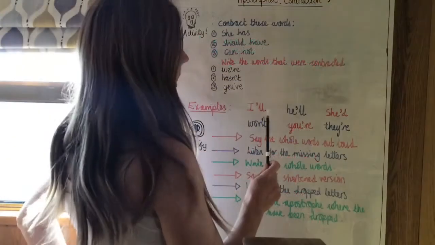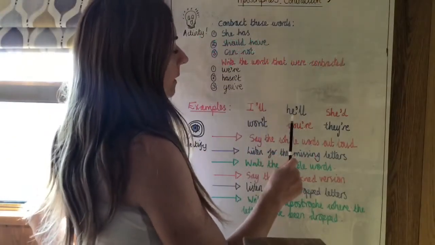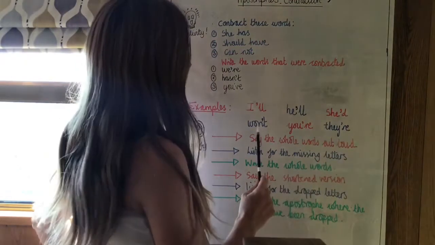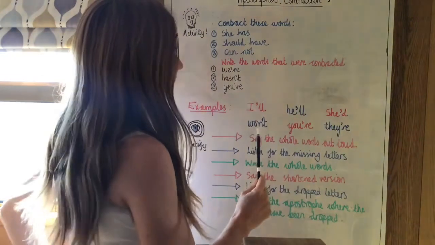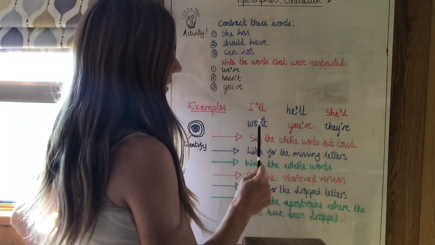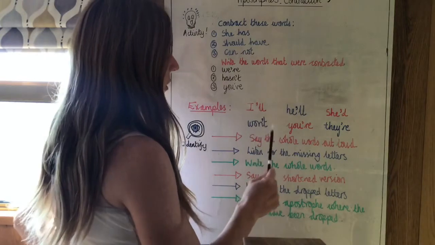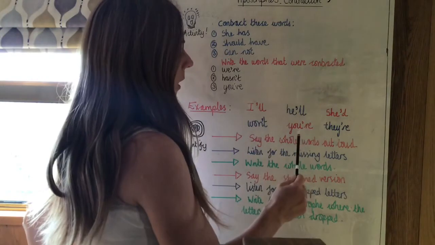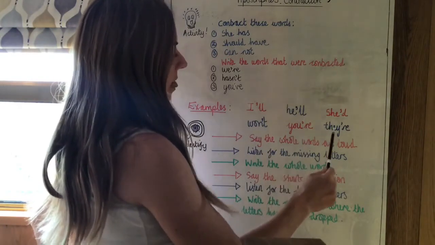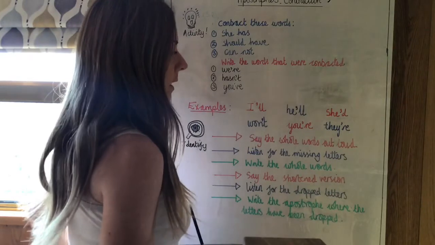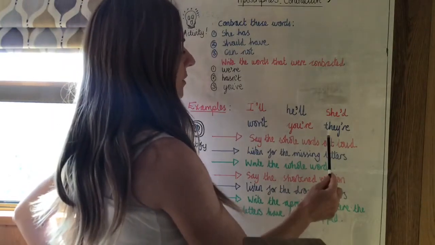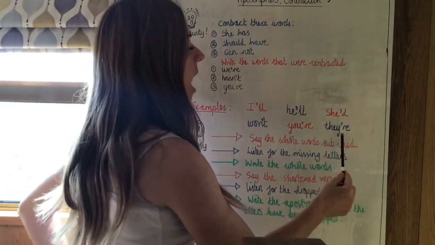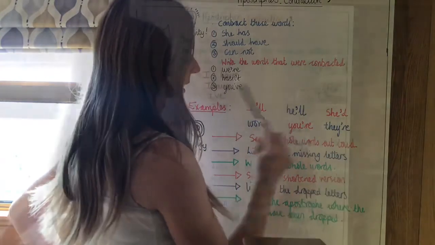So here are the examples. I'll, I will. He'll, he will. She'd, she had. Won't, will not. That's a hard one because the O, when you put it into its two-word form, turns into will and not. So won't is will not. You're is you are. They're is they are. Saying the whole words out, they are, helps you hear the missing letter. The apostrophe is replacing a missing A.